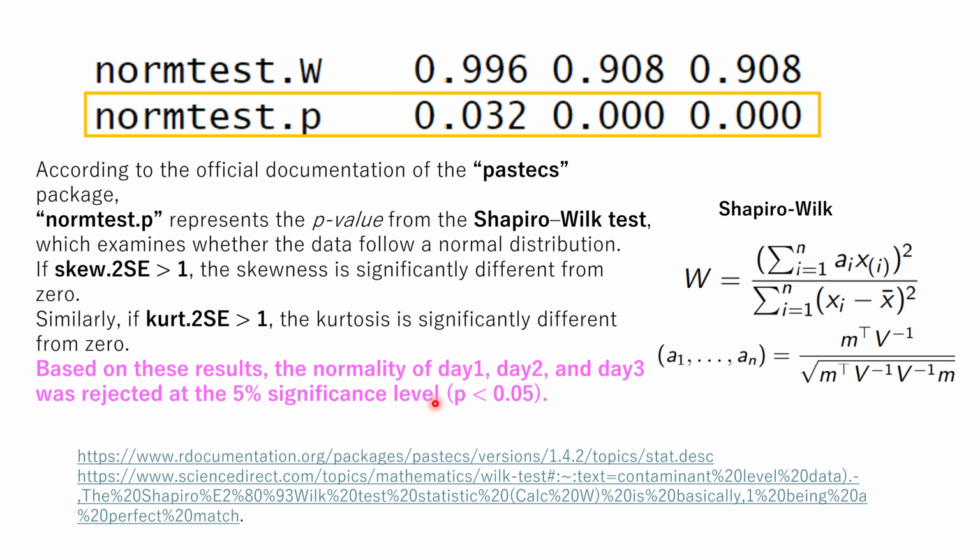Based on these results, the normality of day 1, day 2, day 3 was rejected. But I would like to mention again that with a larger sample size, the Shapiro-Wilk test always rejects the normality. But by the central limit theorem, the distribution would be asymptotically normal with a larger sample size. So in many cases, the parametric test would be acceptable.